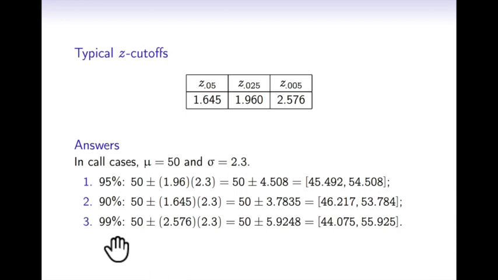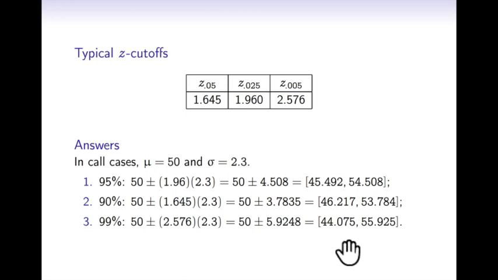And then finally, if I want to construct a 99% middle that leaves 1% out, that's 0.5% in the right and 0.5% in the left. When I think of that 0.5% as a decimal, that's 0.005. So my 0.005 cutoff is going to be 2.576. That multiplier gets exchanged here for 2.576. It's now 50 plus or minus 2.576 times 2.3. That margin of error is 5.9248. And I get 50 minus that and 50 plus that to get this new interval.